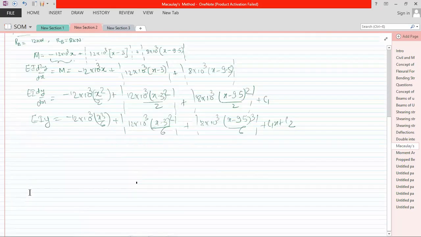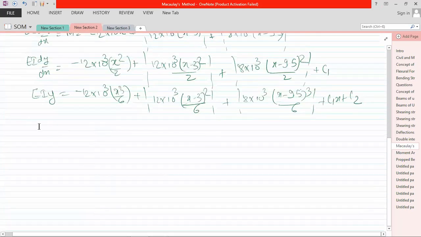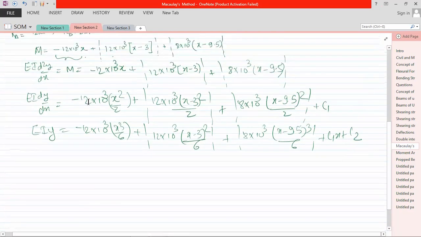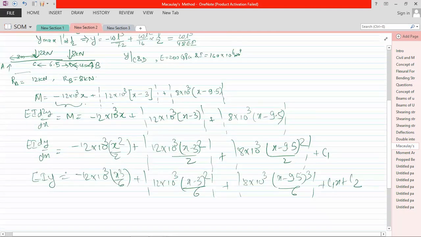Hello. Can anyone tell me what the boundary conditions are? Okay, let me write. You are not saying anything. We cannot say anything about where theta is equal to 0 because it is not a symmetrical load. With a symmetrical load you can say, with a cantilever you can say, but here you cannot.